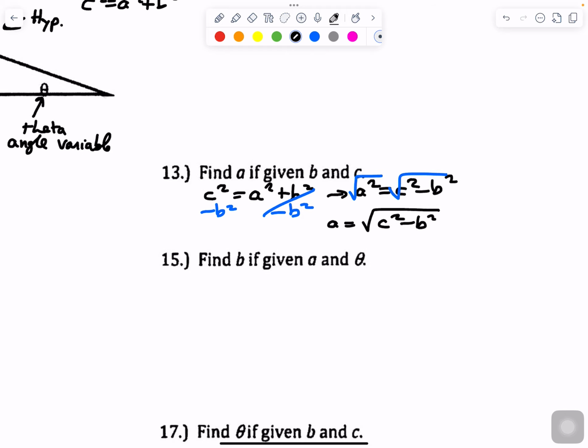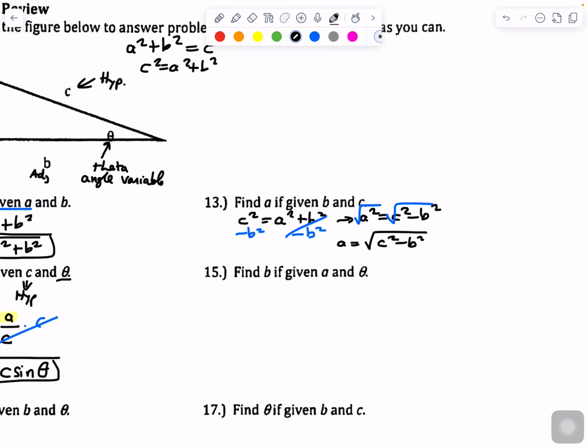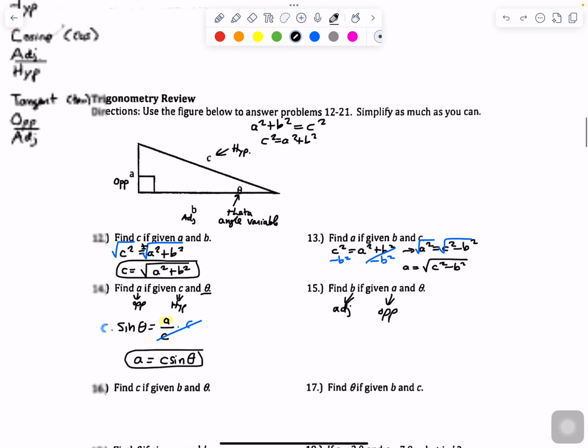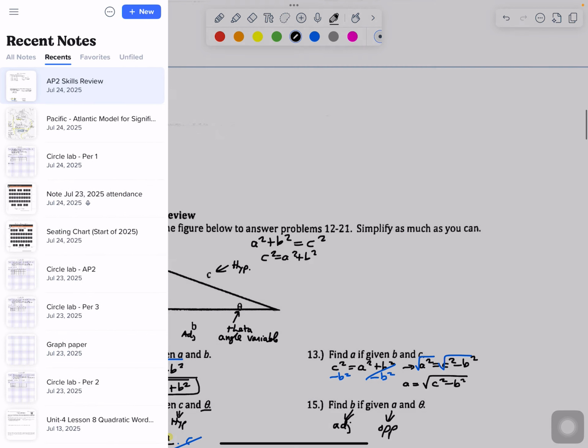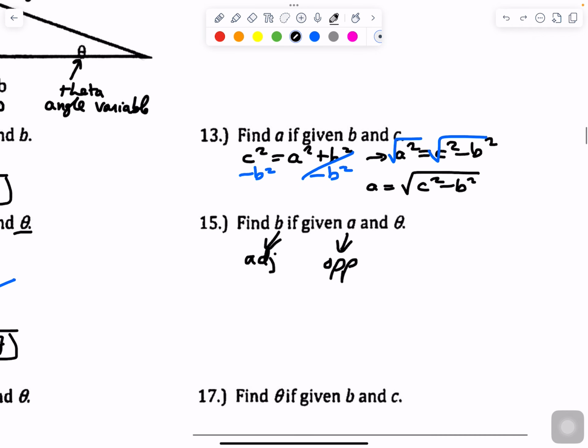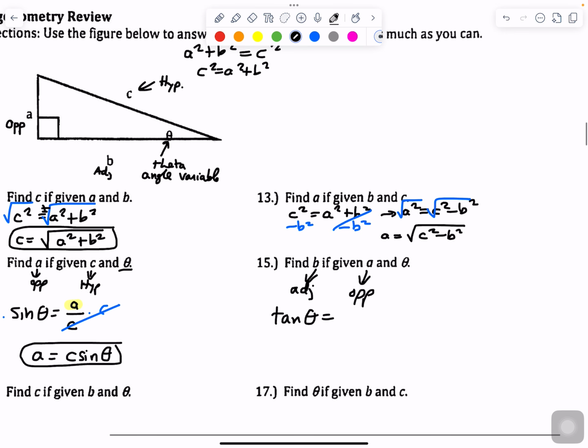Find B if given A and theta. So what is B? Well, B, remember, is the side next to theta, so B is the adjacent side. A is the opposite side, and theta is the angle. So what's the only trig ratio that involves opposite and adjacent? That would be tangent. You can see that over here. Therefore, I would write tangent of theta equals the opposite side, which is A, over the adjacent side, which is B.